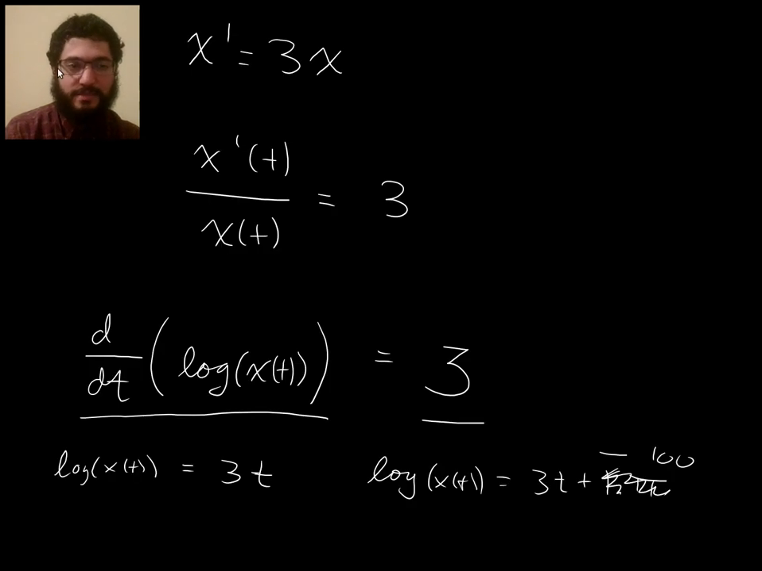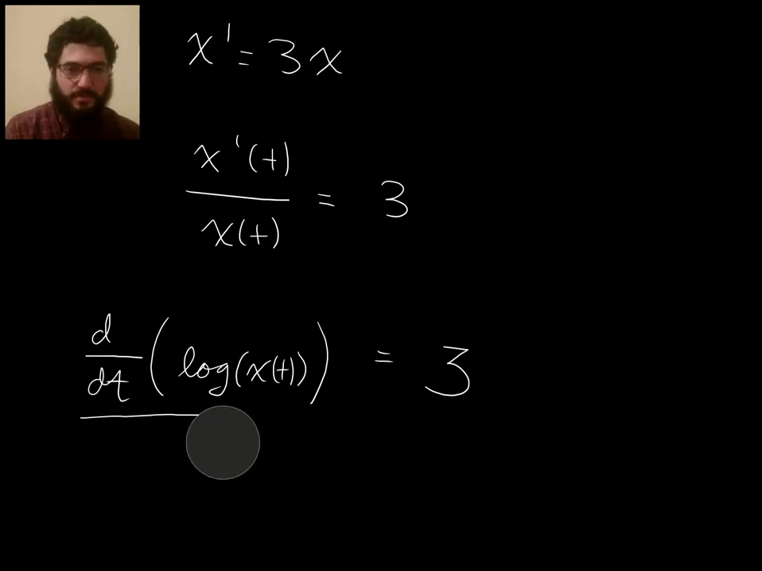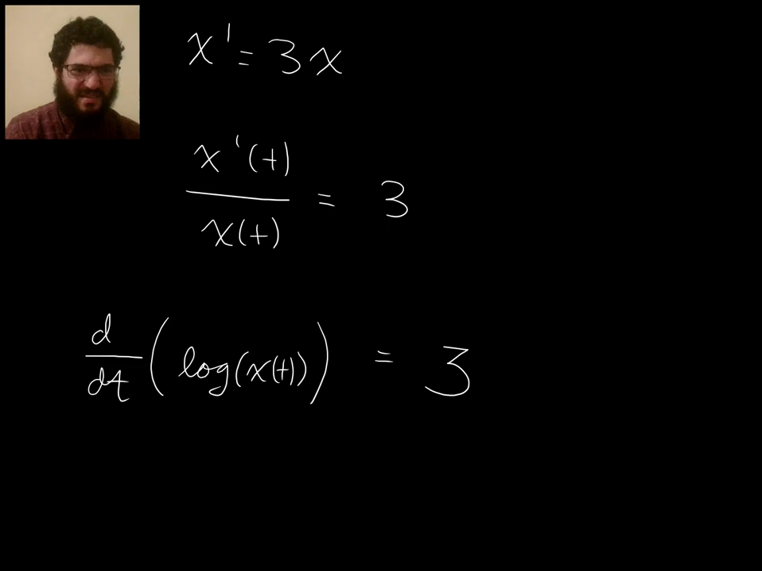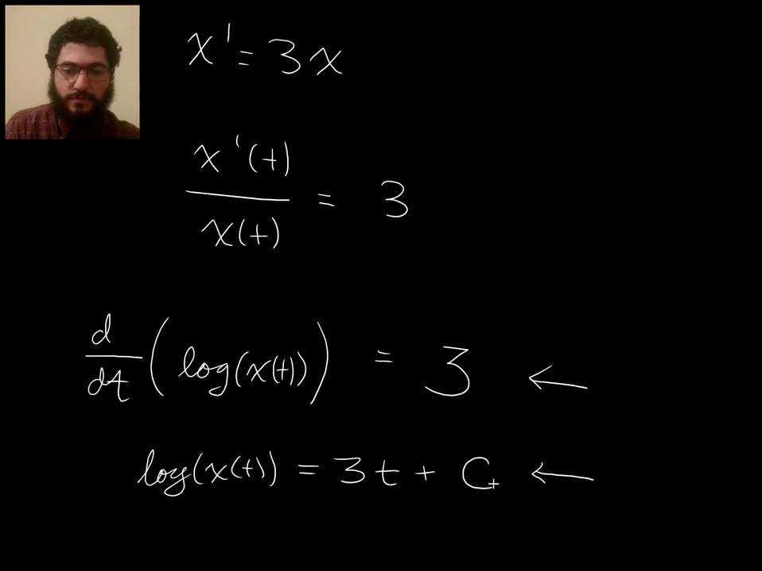Let me actually keep that stuff up. So from here, to write down the most general possible thing that could happen, log of x of t is 3t plus some constant. That's what we can conclude from here. So if x is a function that's known to satisfy this, then we know that this is true for some number c.